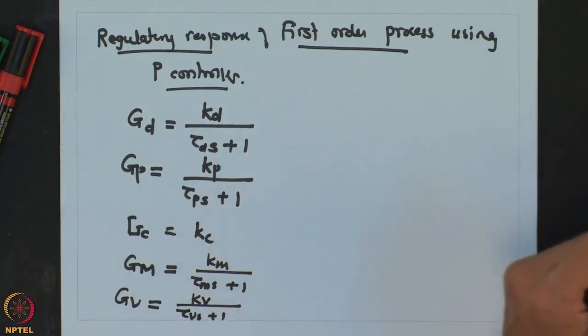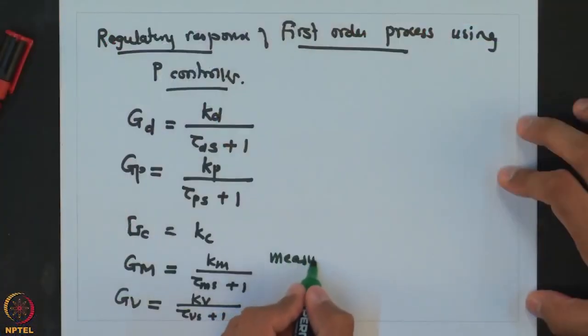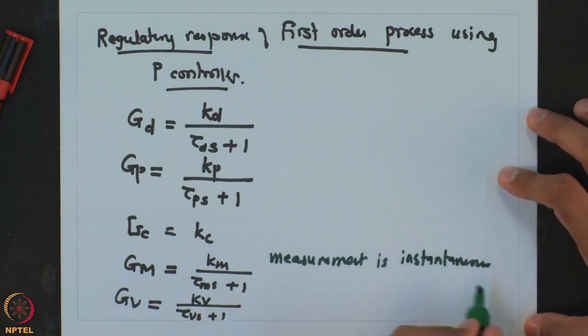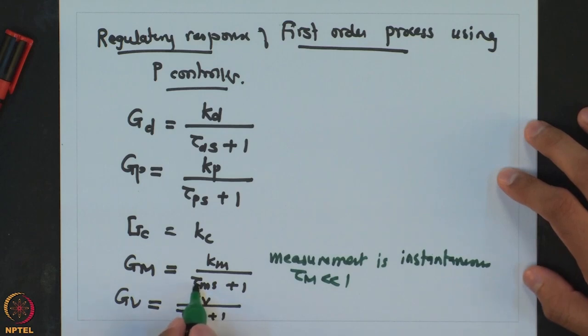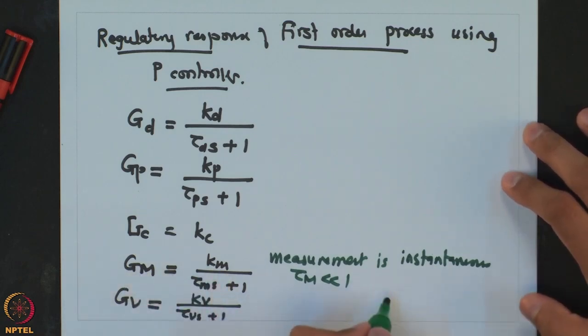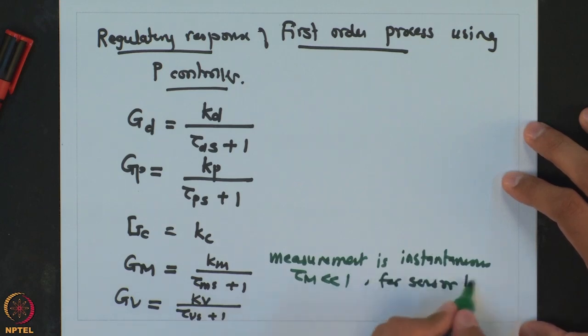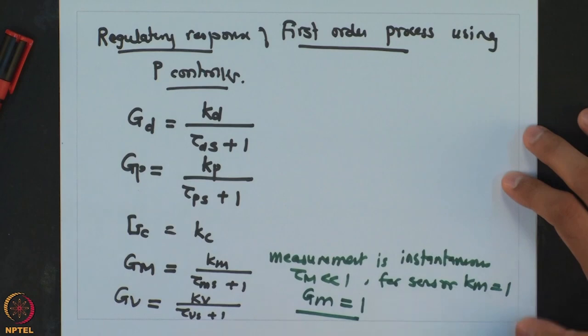And here, for simplification, or for the results to be more easily visualized, we will make some simplifying assumptions. So we'll assume that measurement is instantaneous. Because of that, this is very small compared to 1, and we can neglect tau m s in this case, so the transfer function becomes Km, the gain between the actual value and the measured value for the sensor. Km will be equal to 1, because we want the same change in the measured value as is the change in the actual variable. So in that case, Gm becomes a simple unity.